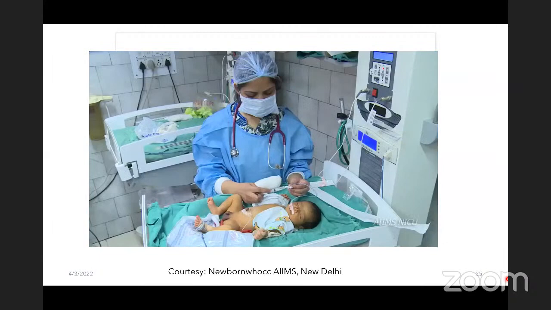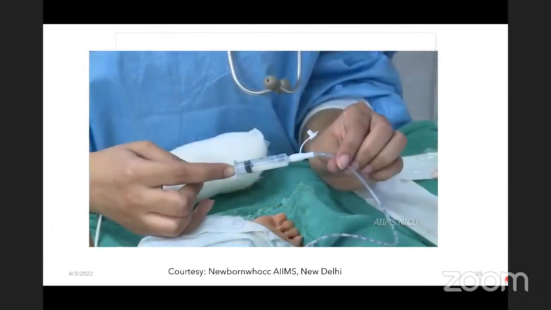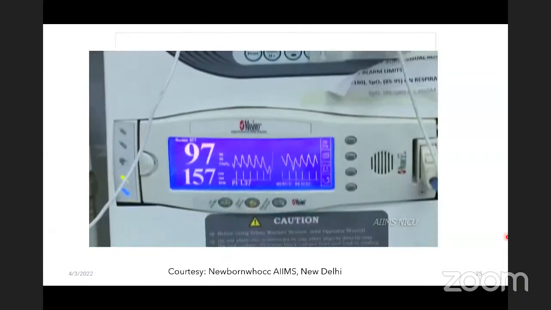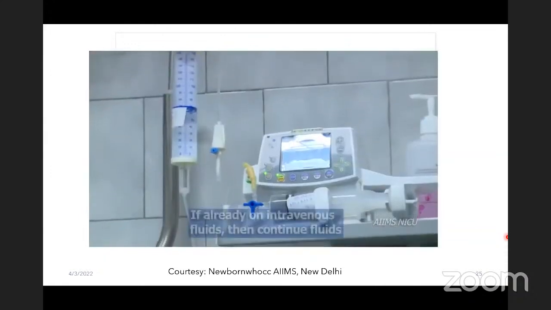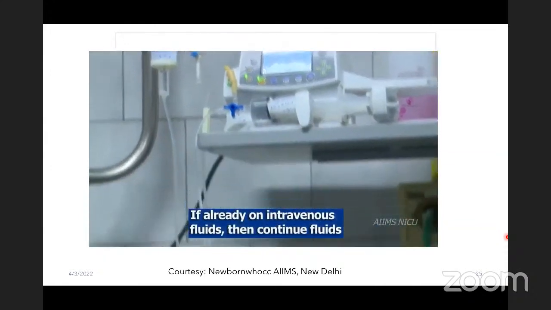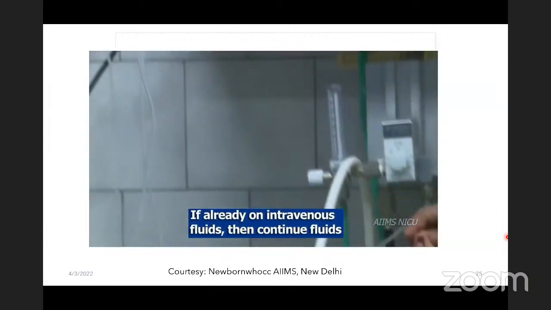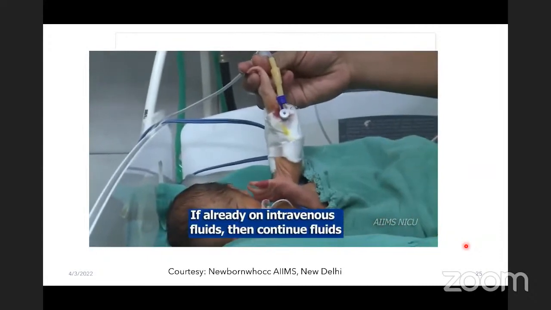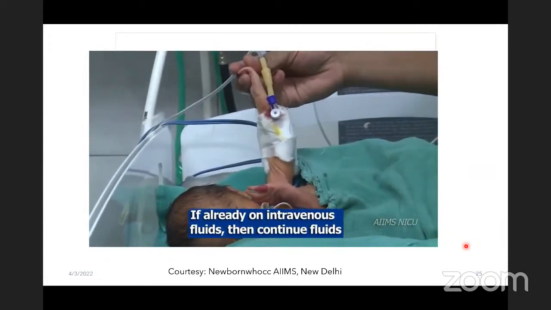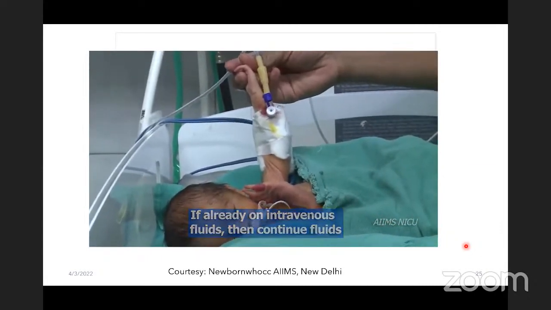One should always recheck the OG tube, secure the baby, and the monitoring device should be checked prior to the start of the procedure. In a baby on maintenance IV fluid, continue the same through a patent peripheral line. This line may also be used for any emergency medications if they are needed during exchange transfusion.